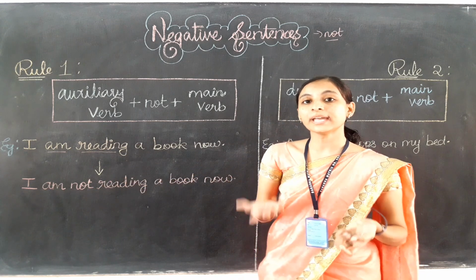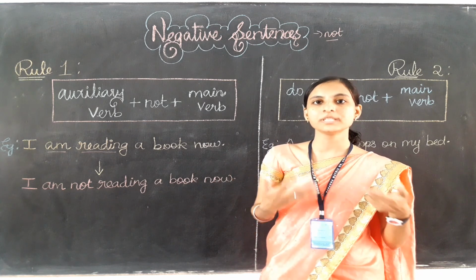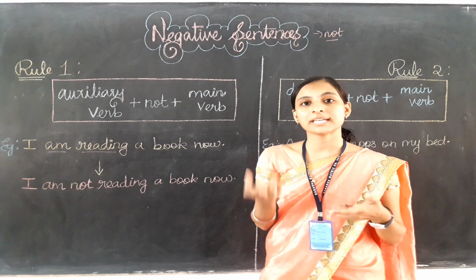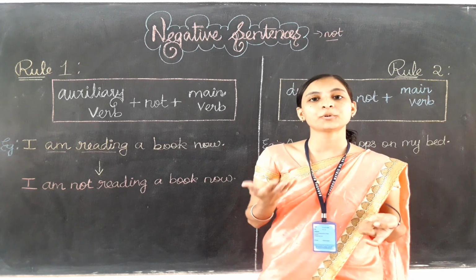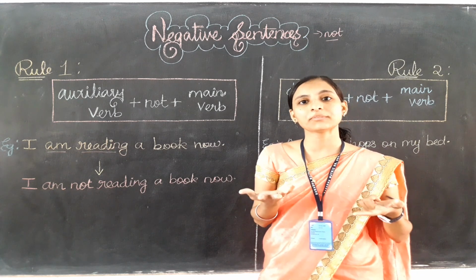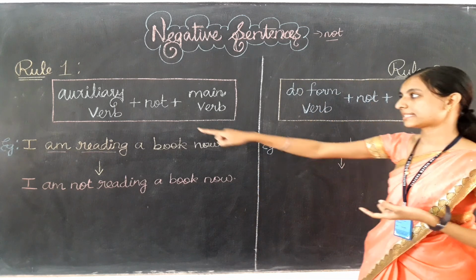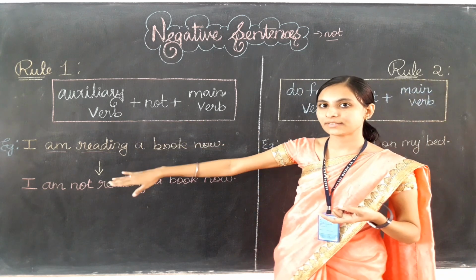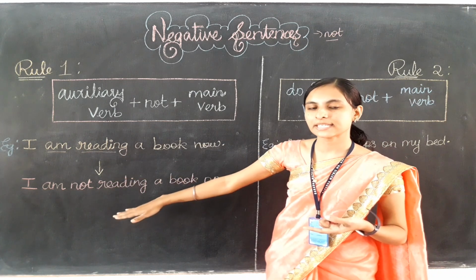Okay. So you may ask me, if a sentence has no auxiliary verb, what can we do? So there is one more rule. The second rule is going to tell us, if there is no auxiliary verb in a sentence, how can we make it into a negative sentence. Whatever auxiliary verb is given in the sentence, we will use as it is only.